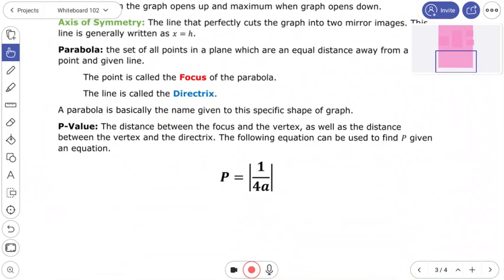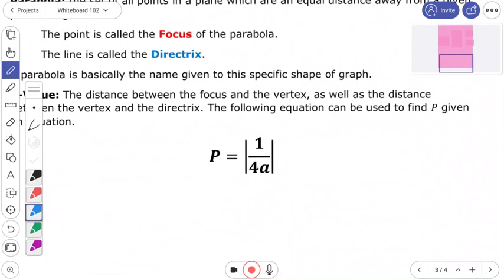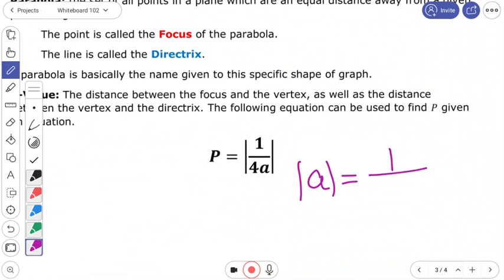So at this point, this is what I want you to know. Your p value, which is always going to be positive because p is a distance, is equal to the absolute value of 1 over 4a. This is what I want you to keep in mind. If I want you later on to write an equation, that means we've got to figure out what our a value is. The absolute value of your a value is going to be equal to 1 over 4p. That's how the two are related.